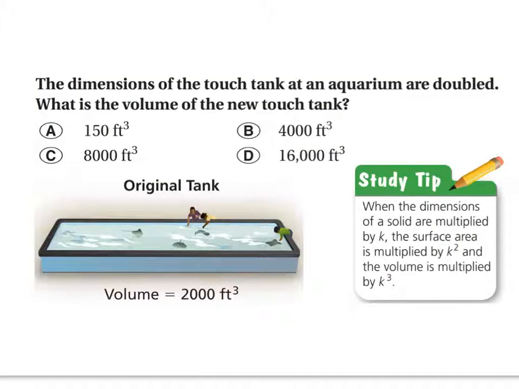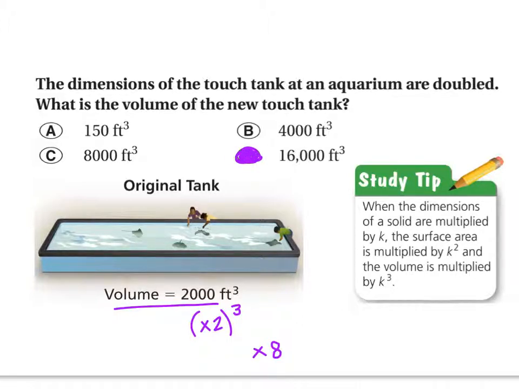And for our last example here, it says the dimensions of the touch tank at an aquarium are doubled. What is the volume of the new touch tank? So they are going to double all of the dimensions, and if they double all the dimensions, we know that's not going to just double the volume. In fact, if we raise that to the third power, that is going to multiply by 2 times 2 times 2, which is 8. So it's going to have an effect of timesing the volume by 8. And 2,000 times 8 is 16,000 feet squared.